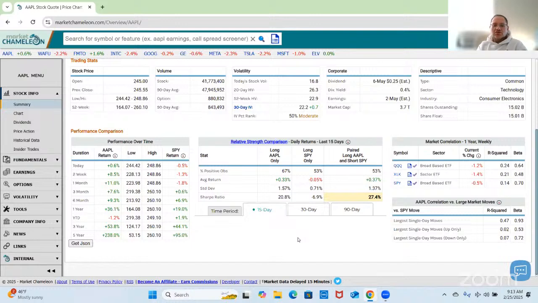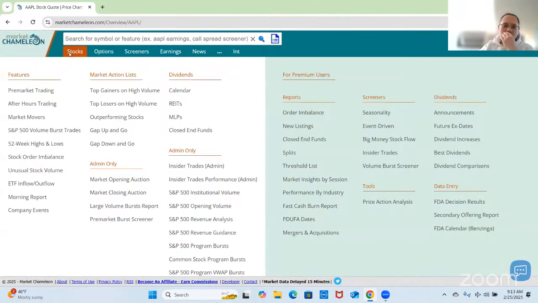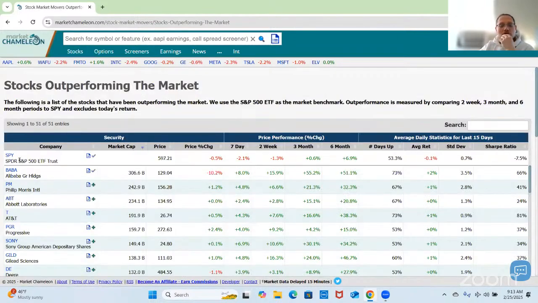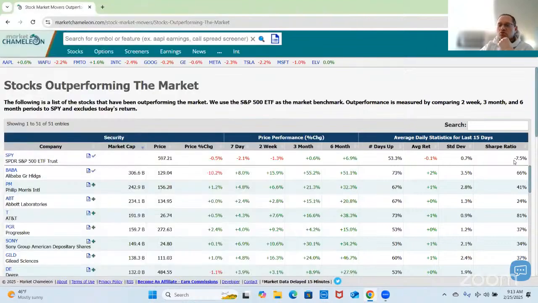So let's see a report that we created that just shows us a group of stocks that looks like it's outperforming the market based on certain benchmarks that we set. I'm going to go up here under stocks and these outperforming stocks. Let's click on that. And now we get this list of stocks. And over here, we see SPY. This will be the benchmark that we're measuring against.